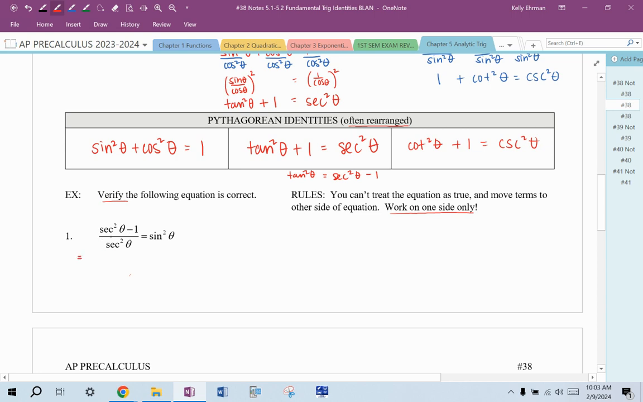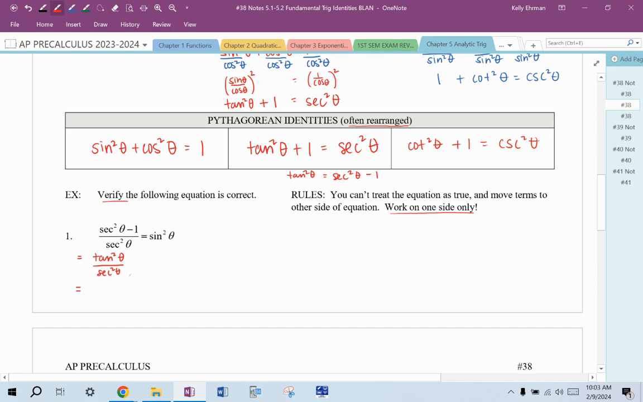So I could say, okay, instead of secant squared theta minus 1, that can be substituted with tangent squared theta, because tangent squared is equal to secant squared minus 1. It's still divided by secant squared theta. And so I'm one step closer to showing sine squared, but not quite. All right, so what's the next step?